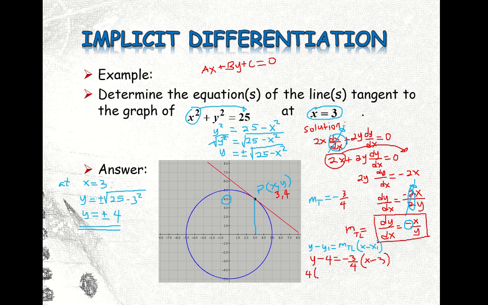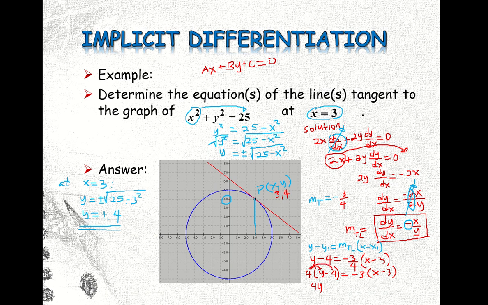4 times y minus 4, that is for the left side. Then on the right side, we don't have this 4 anymore, because you multiply the right side by 4, so 4 divided by 4 equals 1. So what is left is minus 3 times x minus 3. Okay, so distribute and multiply, right? So we have 4y.